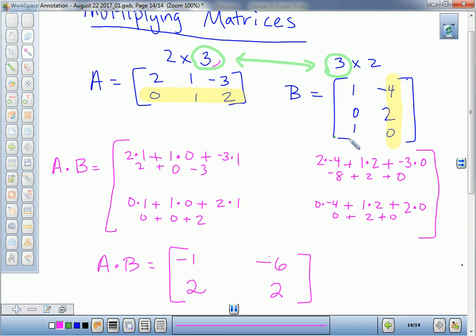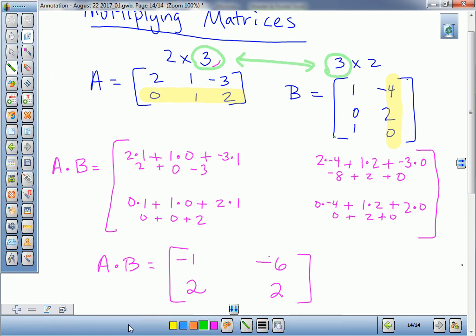So is it possible? It is. And what will the resulting matrix look like? It's a 3 by 3. So we can go ahead and answer the question. It's not commutative. It is not commutative.